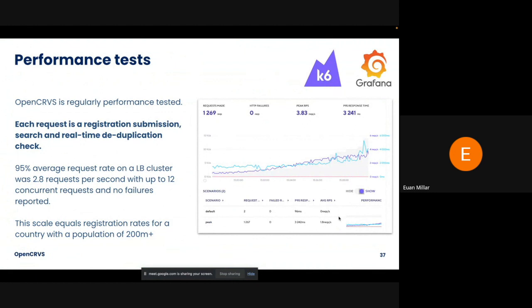And it's regularly performance tested. So here is an example of one of our performance tests that we run on each release. Each test submits thousands of requests concurrently, and each of these requests is a registration submission. It's a search and a real-time deduplication check. So that registration is compared against every other registration in the database, in the millions, and checked if there's a duplicate. And the 95% average request rate on a load balanced cluster for a country of scale was 2.8 requests per second, with up to 12 concurrent requests and no failures reported. And so this scale equals registration rates for a country with a population of 200 million people.